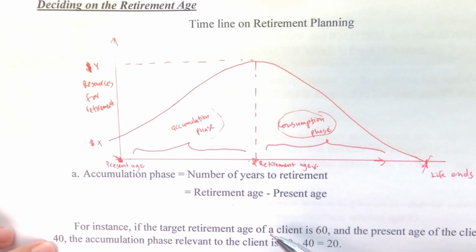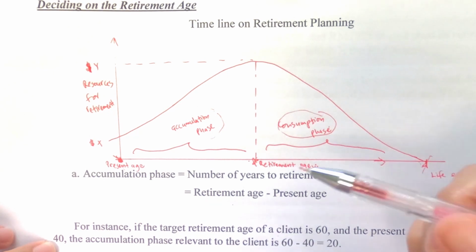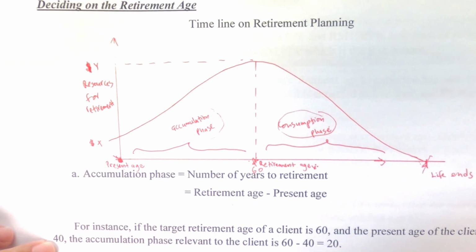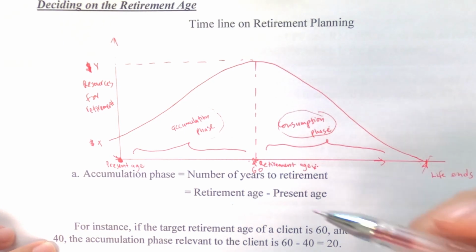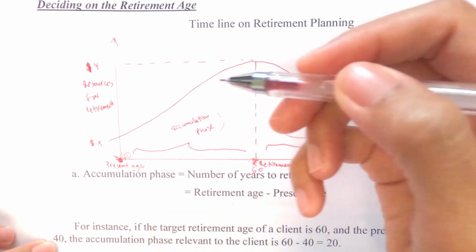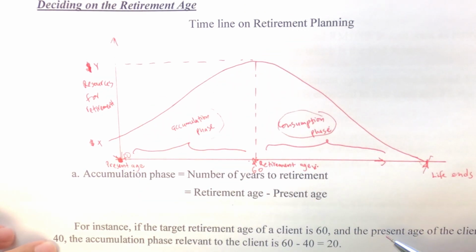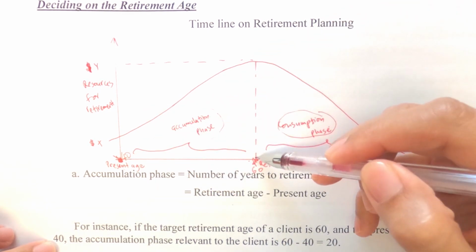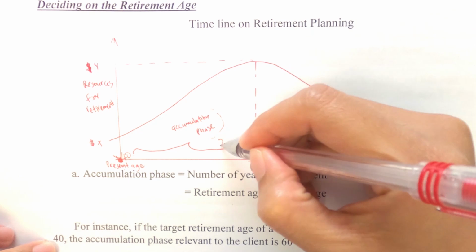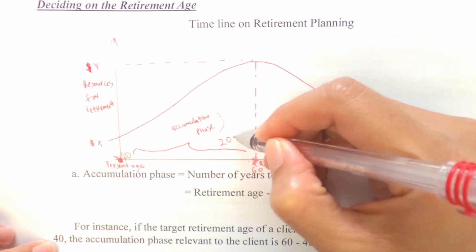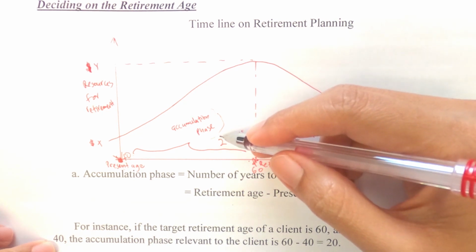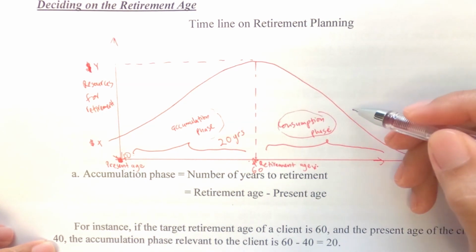For instance, if the target retirement age of the client is 60, and the present age of the client is 40, therefore the accumulation phase is about 20 years. The gap between 40 and 60 years means that the client has around 20 years to accumulate the resources in preparation for retirement.